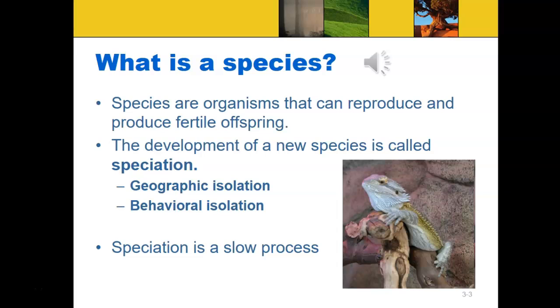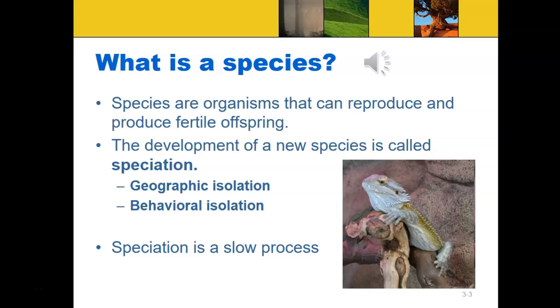Or it can be behavioral that causes the development of a new species. So basically looking at mating rituals, coloring, those types of things that cause species to only mate with a certain species and not another species, and then over time new species are formed. Speciation is a very slow process.